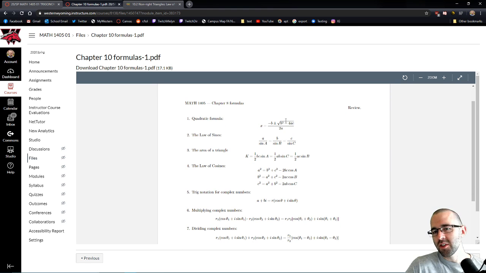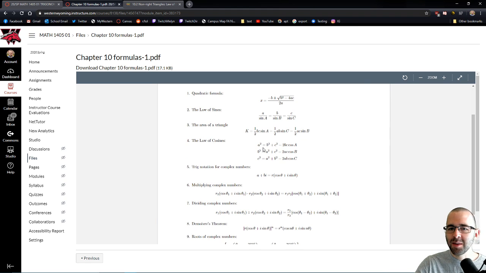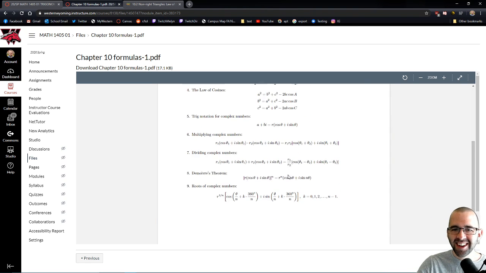So if you don't know the quadratic formula by now, it is here. The law of sines is here. It's actually upside down from the law of sines that we used, but you can flip the law of sines upside down and it doesn't matter. You sleep next to your formula sheet. That's great. And then law of cosines, what we're getting into. Everything else is all complex numbers with trigonometry, which will be the last section that we talk about.